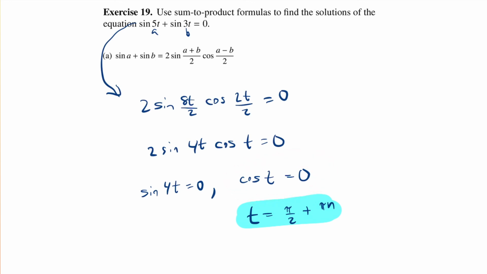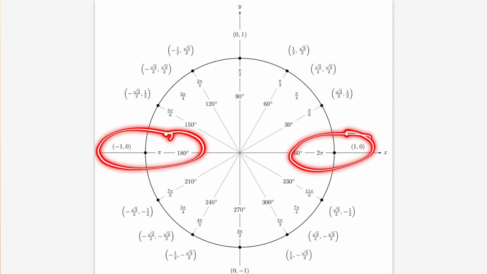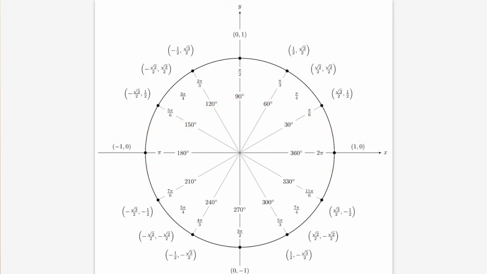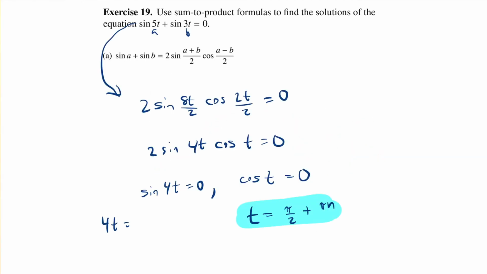Now we've got to find all the solutions that take care of this equation. Well, 4t has to equal which values or angles have a sine value of 0. That would be 0 and pi. So same thing, you can create one equation. We'll use 0, and we'll add a multiple of pi to take care of these solutions. So it's going to be just 0 plus pi n. Divide by 4. You get t equals pi over 4 n.